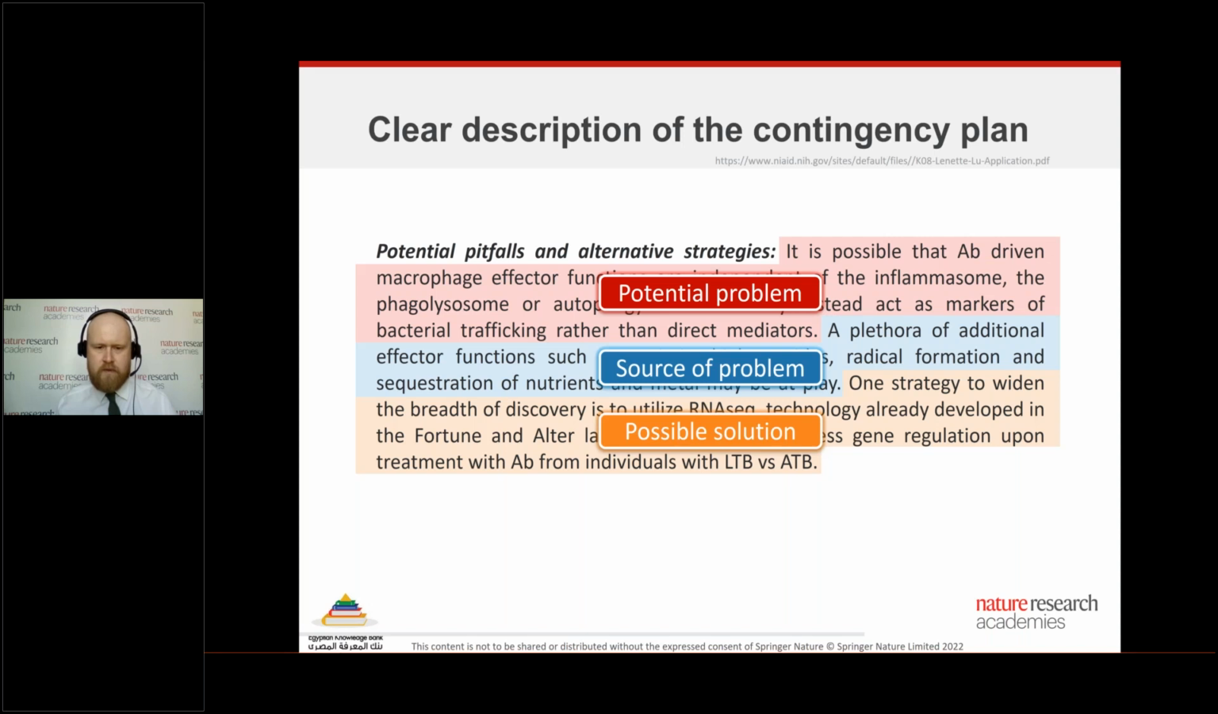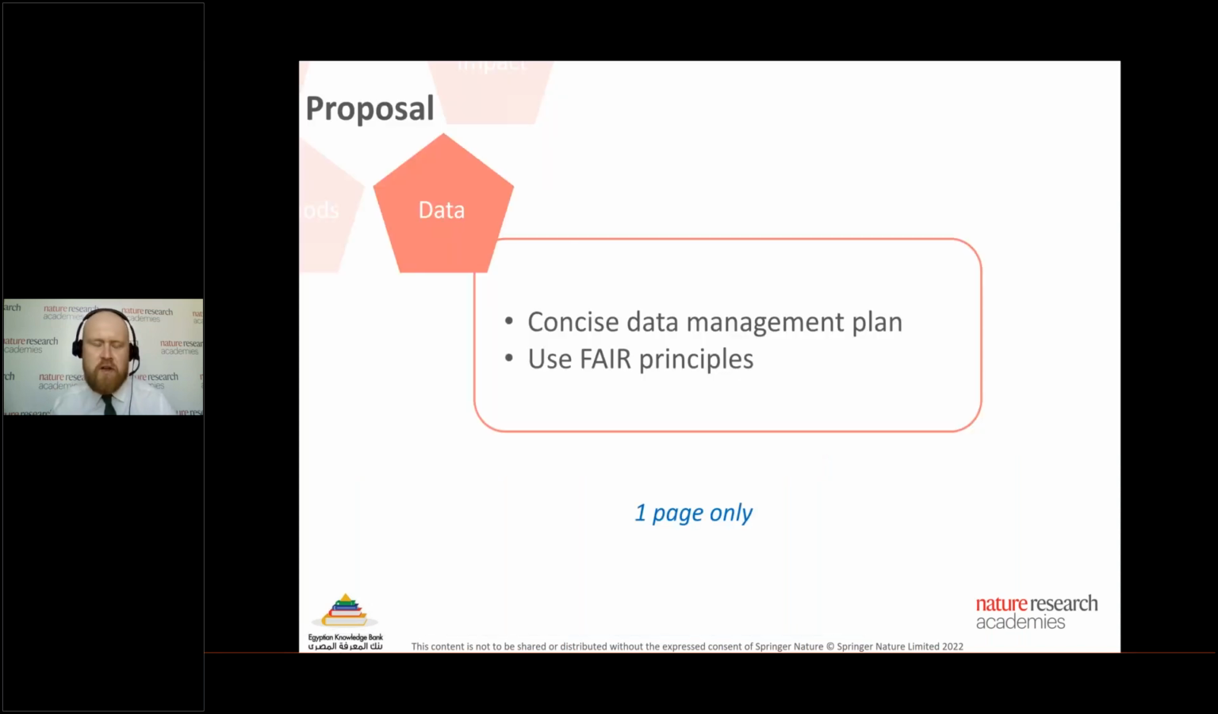Great. Well, the next section of our proposal is going to be related to data. You will be expected to create a concise data management plan. Okay, this is going to be explaining how you're going to store and share your data throughout the course of your study. And we want to be using FAIR principles when implementing our data plan. We'll be discussing FAIR principles in a couple of slides. Now, this section of your proposal for Horizon Europe will typically be about 1 page, okay?